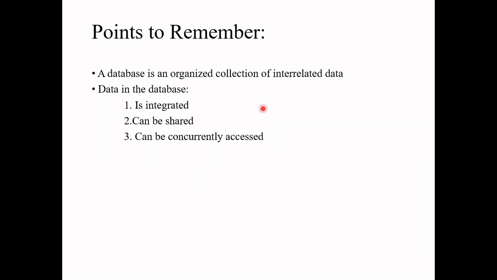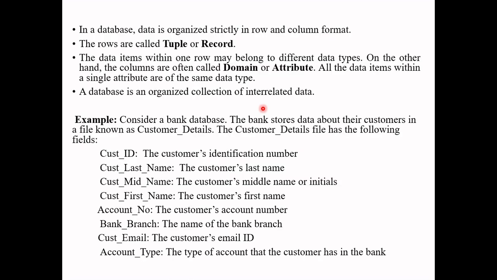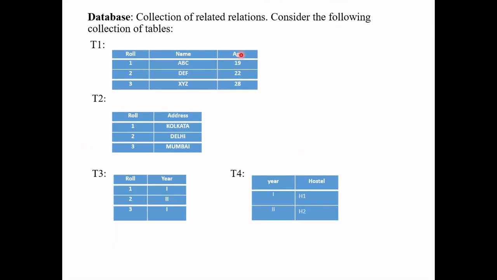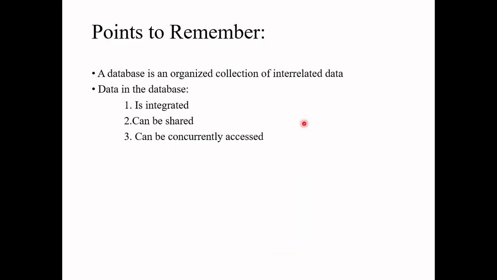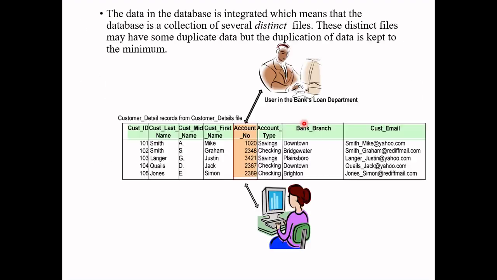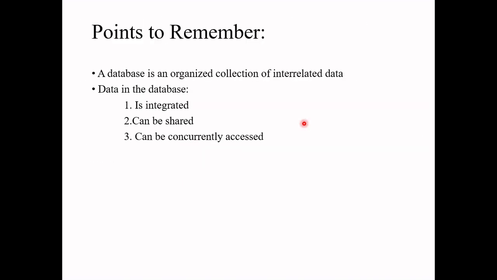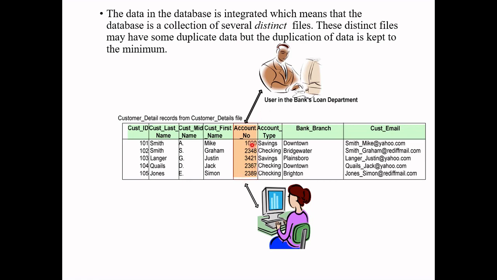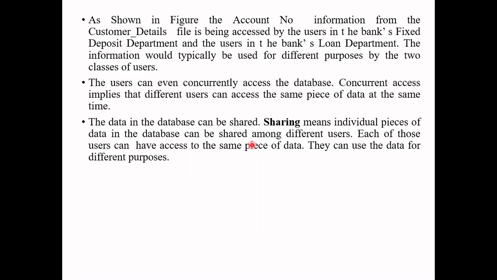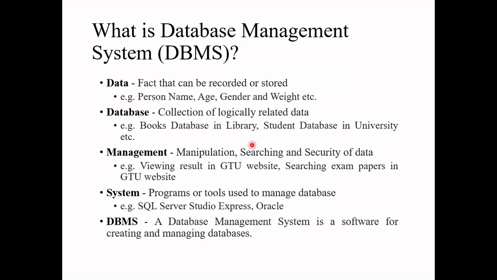Okay. Now next is points to remember. A database is an organized collection of interrelated data. As I have already explained over here, a database is a collection of tables and those tables are interrelated with each other. Okay, data in the database are integrated. It can be shared. This is the example of sharing. And they can be concurrently accessed, that is, two different people access the same data at the same time for different purposes. Okay, those are the points to remember.